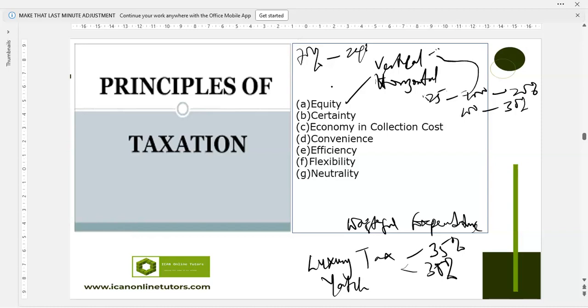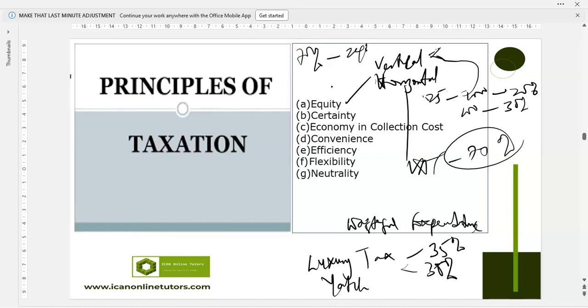But this is not enough. This is also almost close to vertical. A good example of horizontal equity is our value-added tax. Should you understand? 7.5%. Whether you are Dangote of Nigeria, or Elon Musk of this world, or the president, or someone from my village, you pay 7.5% in Nigeria on valuable goods and services, isn't it?